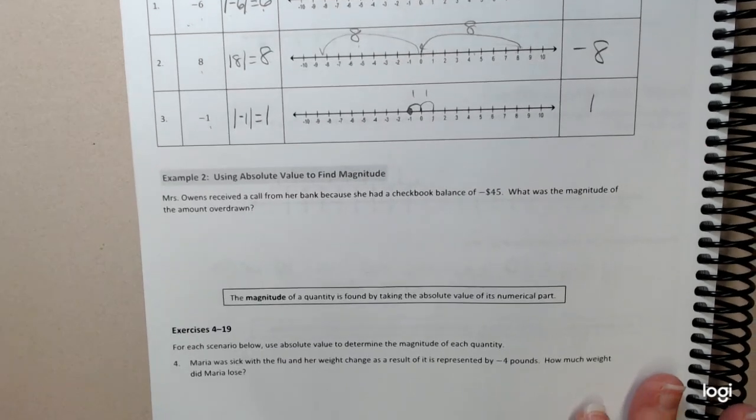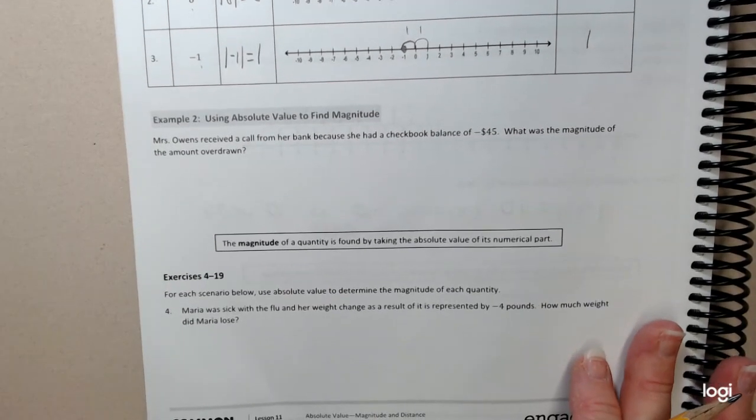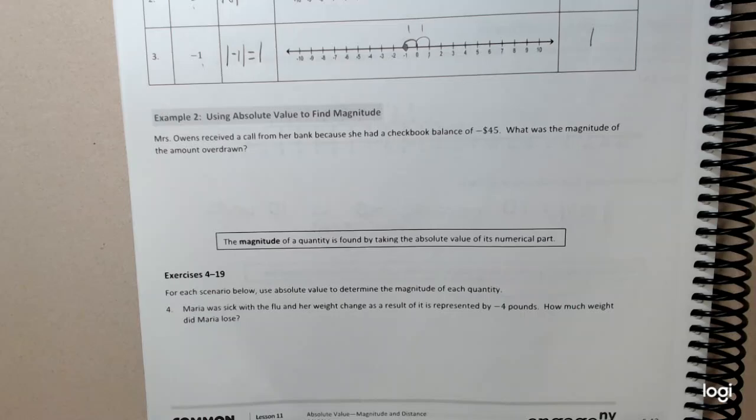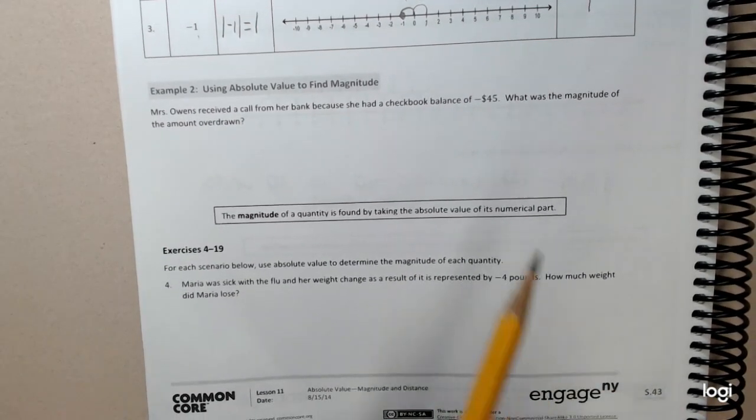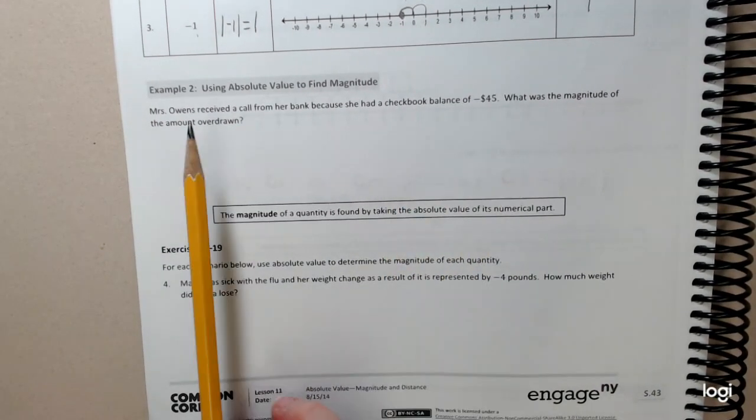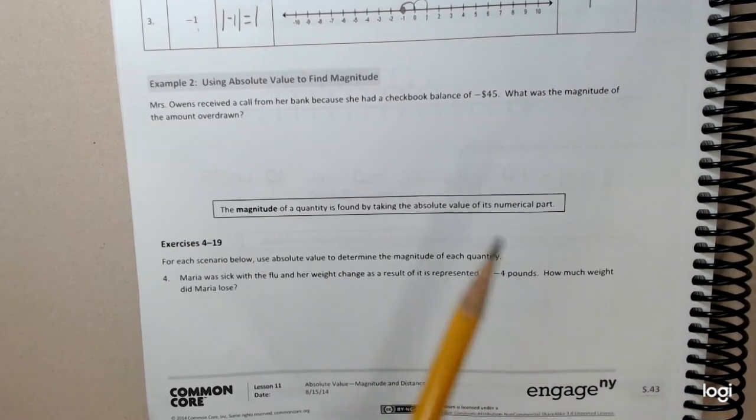Okay, hopefully you're understanding this. This is a little bit easier than putting numbers in order from least to greatest, especially when they are some interesting positive and negative rational numbers. Let's go down to example number 2.